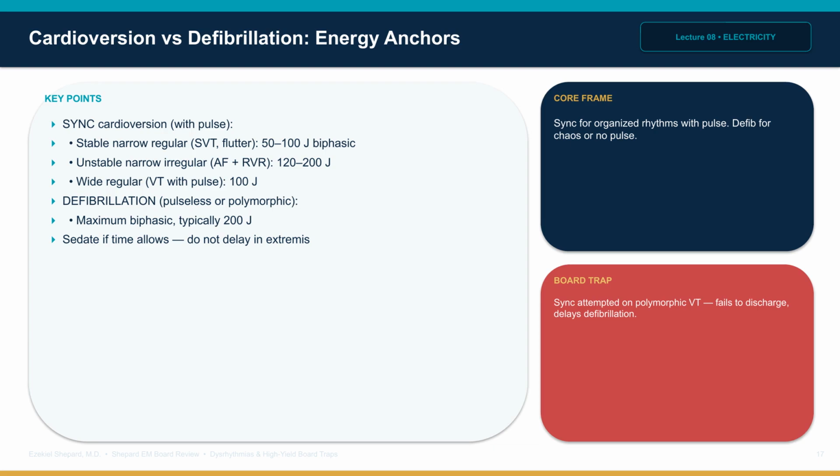Defibrillation is for pulseless VT, VF, or polymorphic VT that cannot be reliably synchronized. Use maximum biphasic energy, typically 200 joules. Sedate the patient if time allows, but do not delay the shock in extremis. Pad placement: anterolateral is standard. Anterior-posterior may improve success in refractory cases.